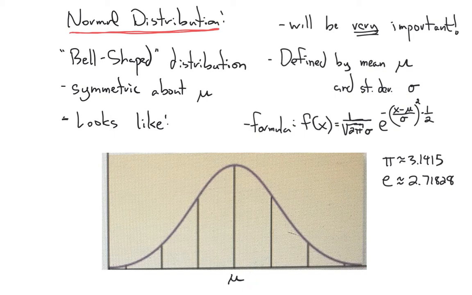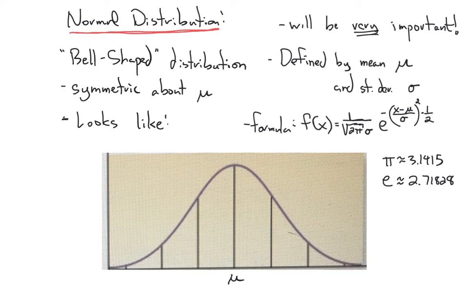We know it's symmetric about the mean of the distribution. So the mean of the distribution splits it into two halves. Also, the median and the mode are the same as the mean for this distribution. This is what it looks like here. This is our normal distribution.